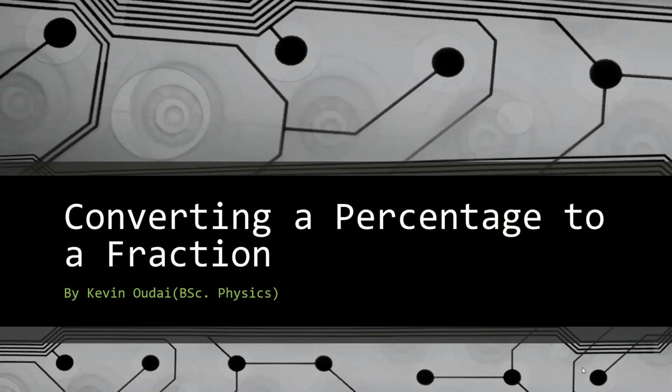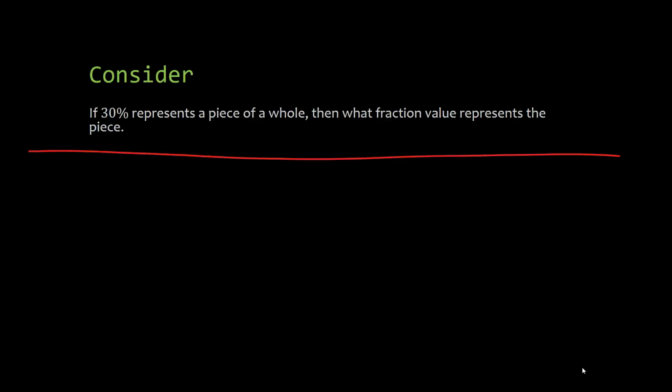So in this one, what we're doing is we're converting a percentage back to a fraction. So if we have 30% which represents a piece of a whole, then what fraction value represents the piece? And this is just simply asking us to convert that 30% to a fraction. All you would have to do is just simply write your 30%, and then you divide it by the value of a percentage that represents a whole.